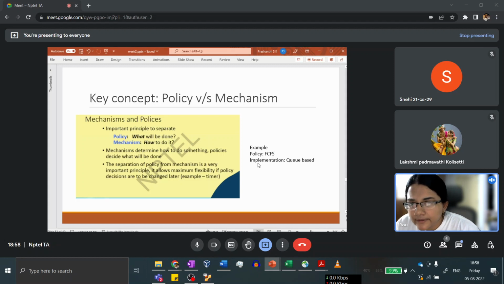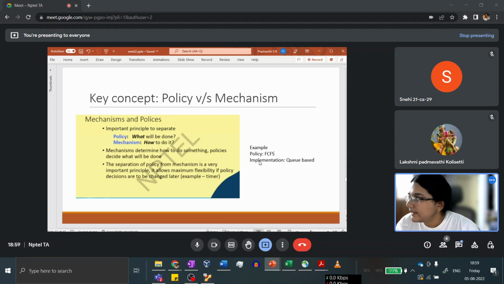Now the implementation talks about how you're going to do this. So for instance, I might have a queue and I might use that queue to schedule processes, and that's an implementation of this policy. And why we keep this separate is because again it gives a lot of flexibility. So let's say I change the policy from FCFS to something else, right? I can still have a queue-based implementation. It doesn't matter. As long as that queue-based implementation can cater to this newer policy, it's fine, right? So this is again what enables you to make these design choices very flexible.